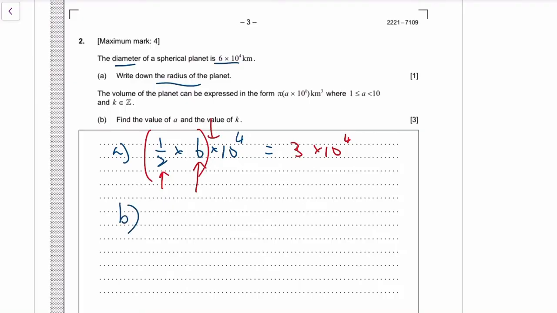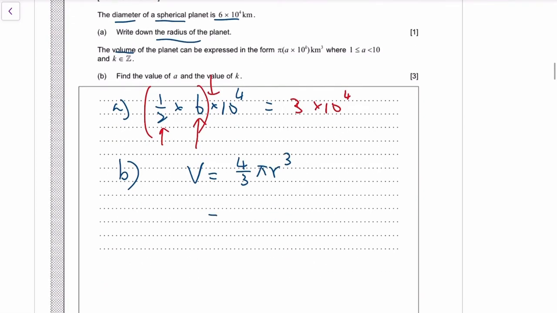Then we're required to find the volume, where the volume is a sphere. So you need to go to the formula booklet and look for the formula for the volume of a sphere, which is, I believe, 4 over 3 pi r cubed. So it's 4 over 3 times pi times the radius, which is this. So it's 3 times 10 to the power 4, all to the power 3. You're supposed to give your answer as pi times something else. So the pi, you just put it in front. Then 4 over 3 times.